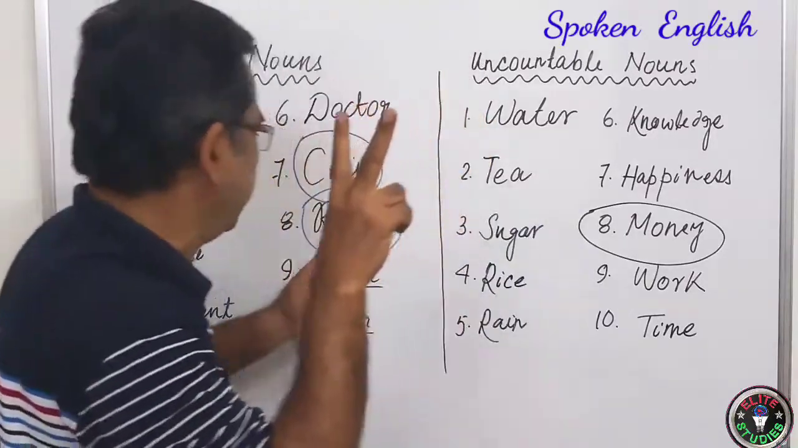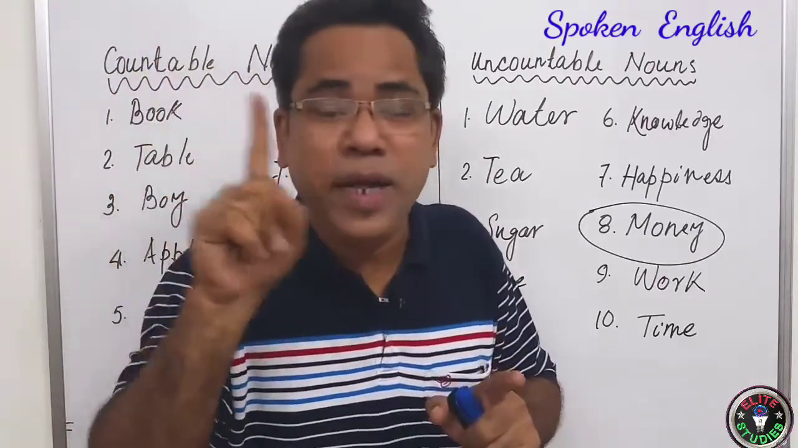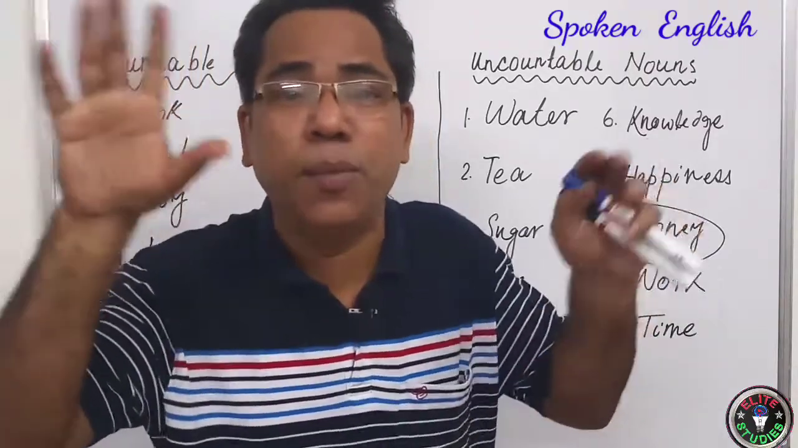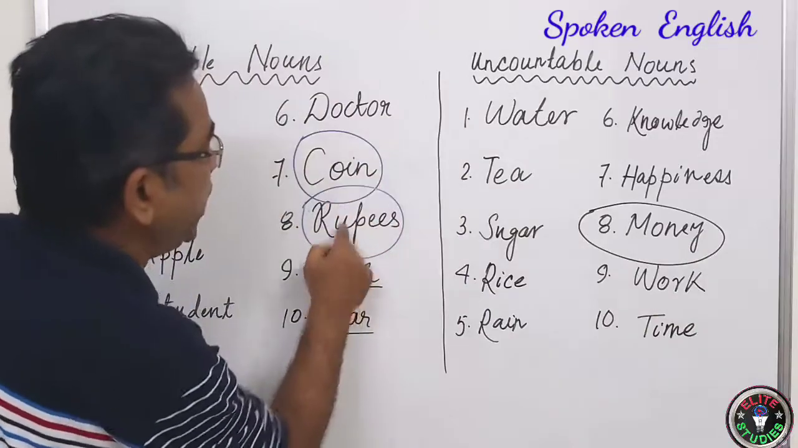You can say I have 2 rupees. So therefore rupees is a countable noun. We can say I have 2 rupees. We never say I have 3 money, I have 50 money. Money is therefore uncountable. We don't have monies. You can say coins, rupee, rupees.